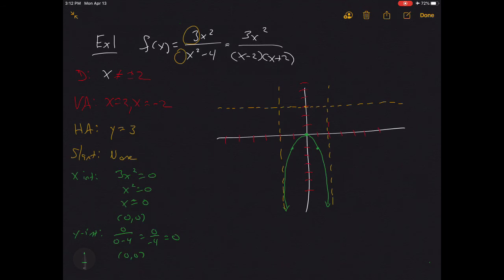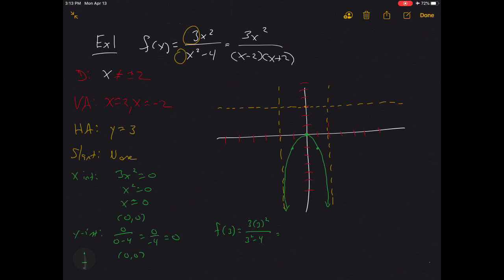Now, we do know that outside of our vertical asymptotes, 2 and negative 2, we're still going to have something as a function. The function does exist. It only doesn't exist at 2 and negative 2 for x's. So let's see what happens if we plug in 3. Now, this one I will write down because the numbers are going to start to get a little bit bigger here. If we do f of 3, that's going to be 3 times 3 squared over 3 squared minus 4.